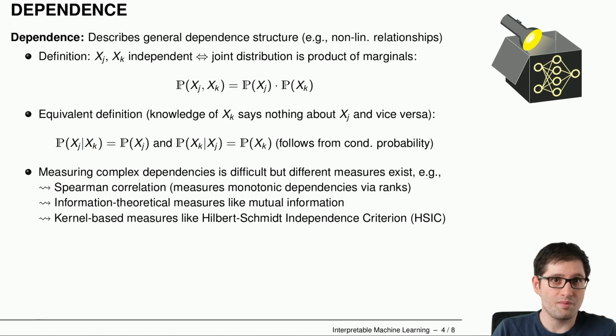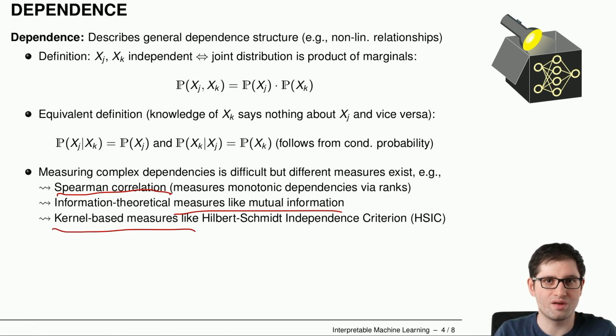There are measures that are able to measure complex dependencies. For example, the Spearman correlation, which you might have already heard, is related to the Pearson correlation, but doesn't use the raw data values. It uses the ranks and is therefore able to measure at least monotonic dependencies and not only linear dependencies. Then there are also information theoretical measures like the mutual information or kernel-based methods like the Hilbert-Schmidt independence criterion. There are many measures out there that are able to measure dependencies that go beyond linear dependencies.